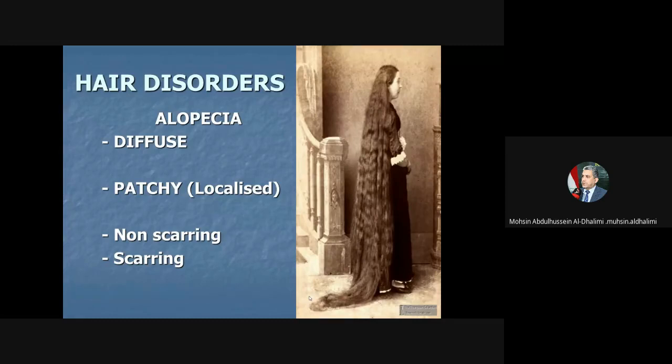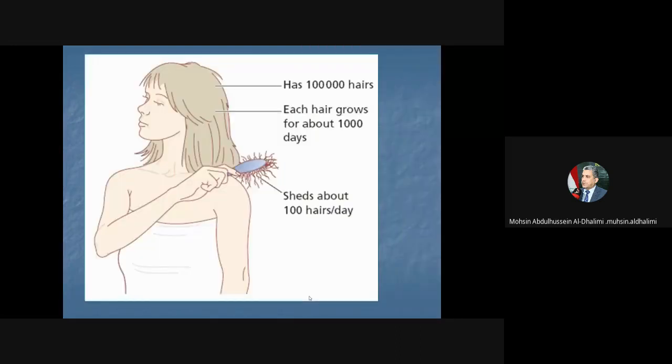Why is it pathological? Because, as we showed in the last week's lecture, there is usually normal shedding of the hair every day. The hair grows in a cyclical pattern, and every day we may get shedding of up to 100 hairs per day.